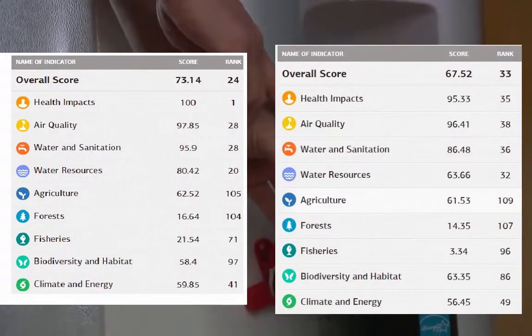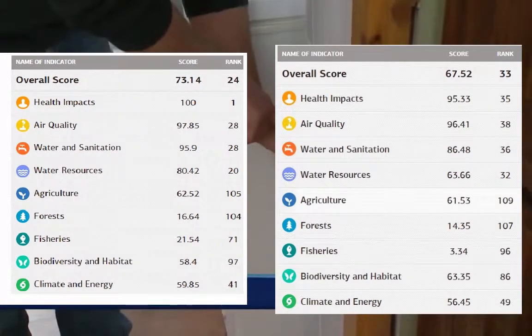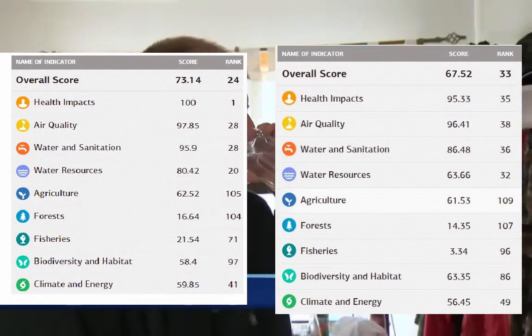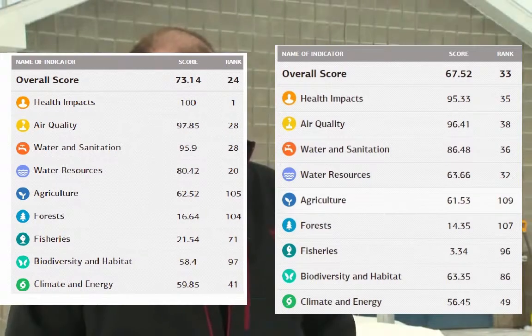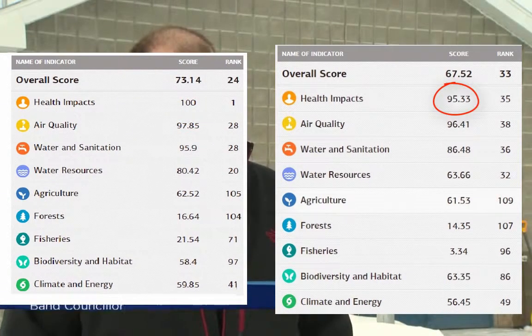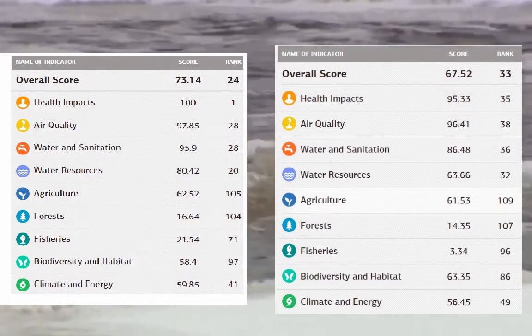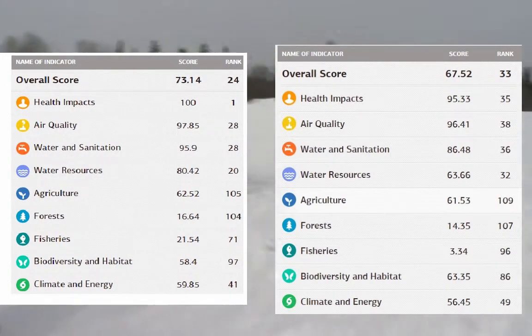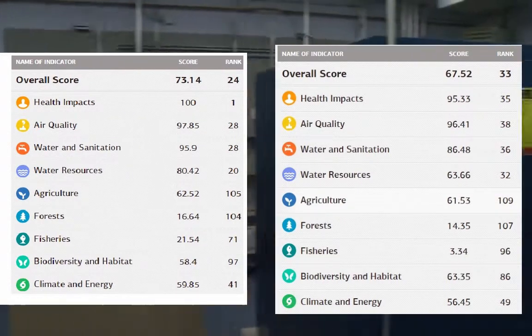Now I will talk a little bit about environment. Here you see the EPI index overall scores for Canada as well as the USA, as well as the scores for many important environmental areas. As you can see, the main differences in health impacts, Canada scores a 100 compared to the US score of 95.33. Although the numbers may not seem too far off, they are very much so, as Canada ranks first in this section. Canada ranks first in this section due to the outstanding healthcare system that they currently employ.